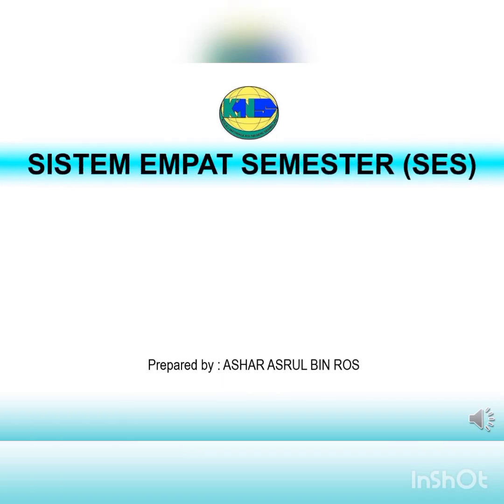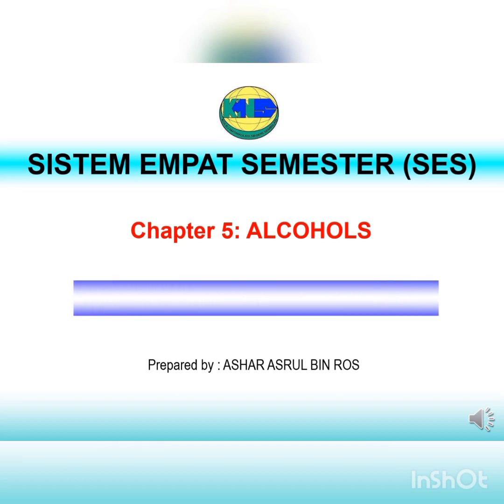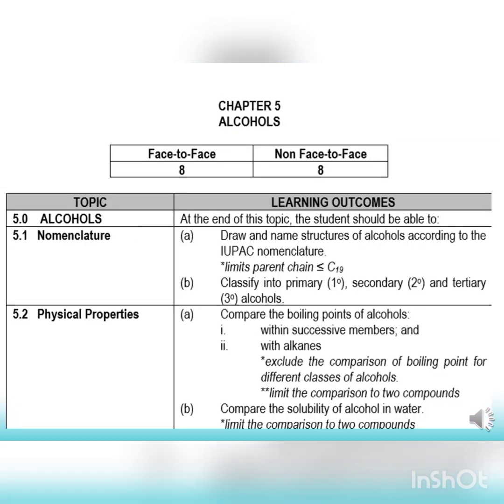Hello guys, I'm going to deliver chapter 5, alcohol. This chapter has two videos. The first video consists of part 1, 1.1 and 1.2. Based on the learning outcome, I'm going to discuss 5.1, which is nomenclature, and 5.2, physical properties. You can read details of the learning outcomes through your tutorial booklet.